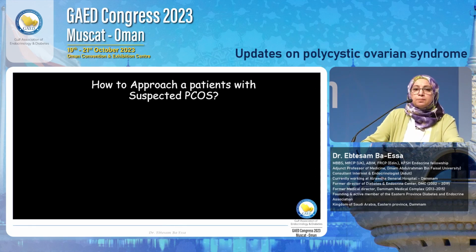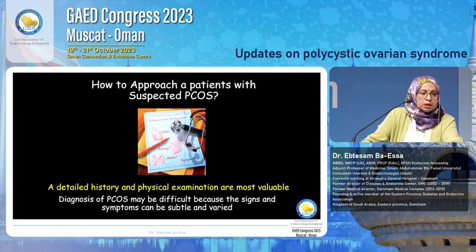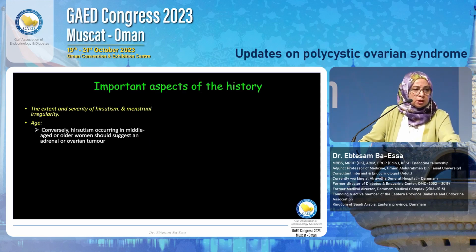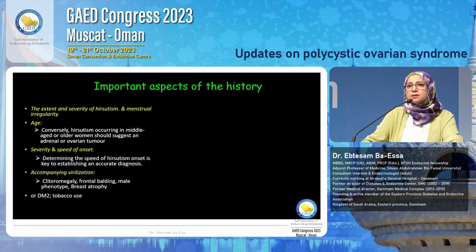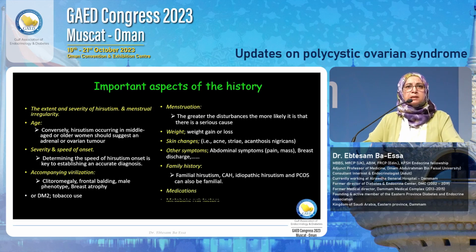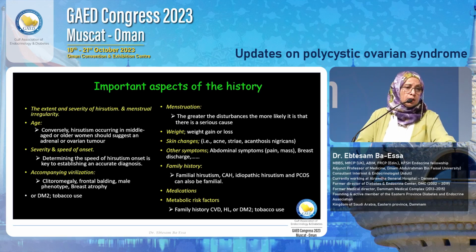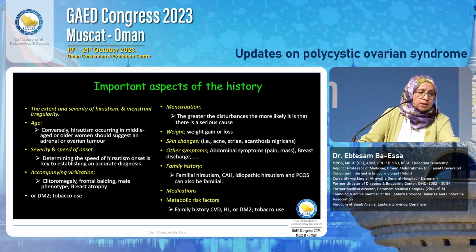So how would you approach the patient? The most important is you take a detailed history like any other disease to differentiate those things, and then you confirm it with the physical examination and investigation. These are the important aspects of the clinical history. We don't have time to go over them in detail, but in general, you should always look at the age of onset, the severity of the symptom, whether it's hirsutism or virilization, the weight of the patient, the presence of hypertension or metabolic factors, menstrual irregularity and its severity, and the presence of medication.